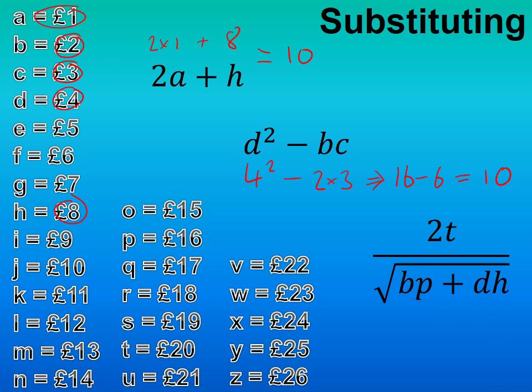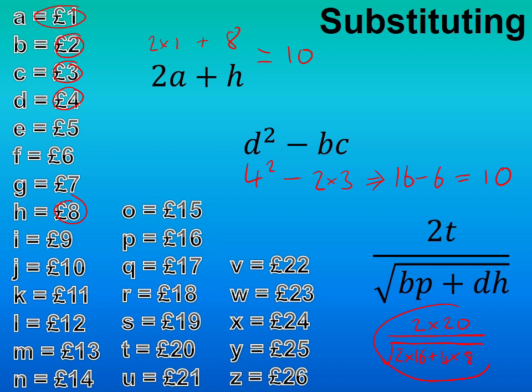Right, really complicated one then. 2t divided by the square root of bp plus dh. Again, substitute. 2 times t is 20. And all of that needs to be divided by the square root of bp. B is 2 times by p, which is 16, plus dh. 4 times by h, which is 8.